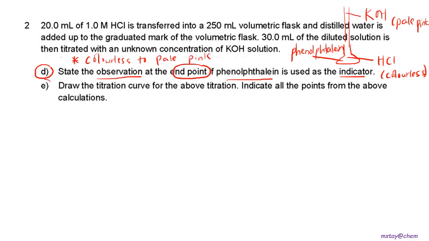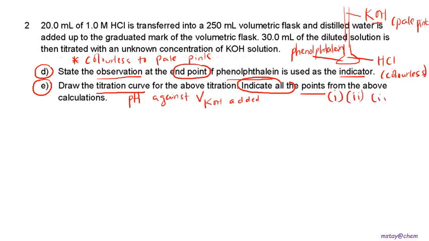Last part of question number 2, draw the titration curve. Basically, we have to plot a graph of pH against volume of the solution added. What is in the burette? KOH. So the pH against the volume of KOH added. Indicate all the points from the above calculation, where we have C1, C2, and C3.